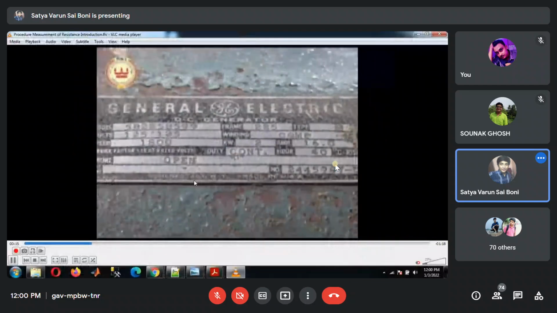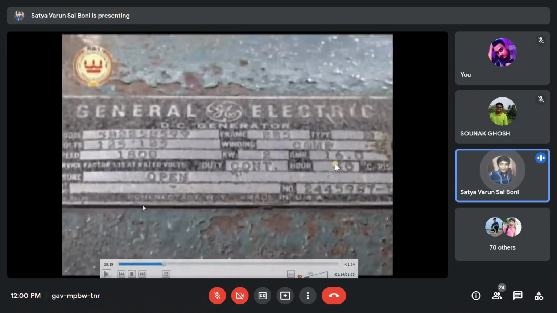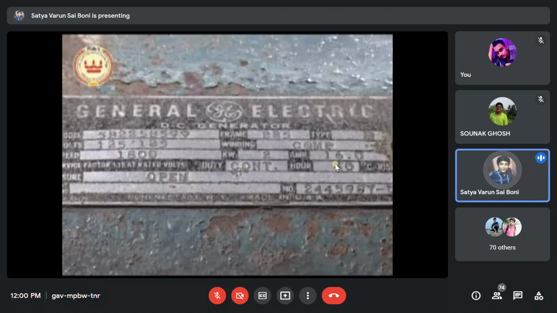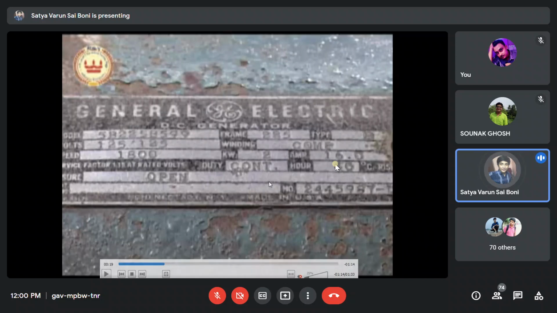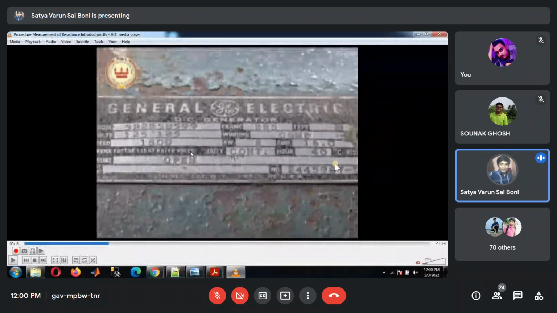This is the overall experiment. If you go to the lab, you should first note down the nameplate details, because they are very important. For doing any experiment, you should know the nameplate details, because according to them you take the voltmeter and ammeter values and everything. So you should know these values first.